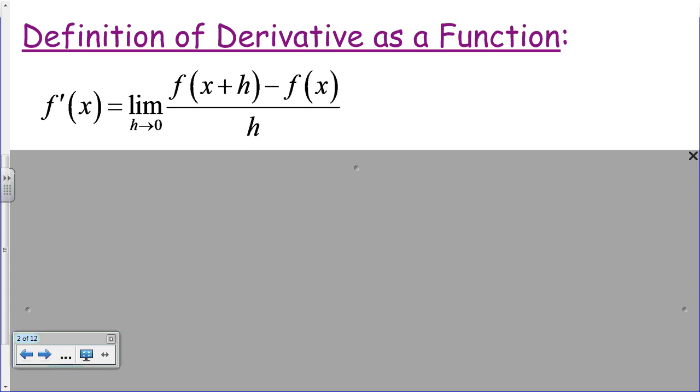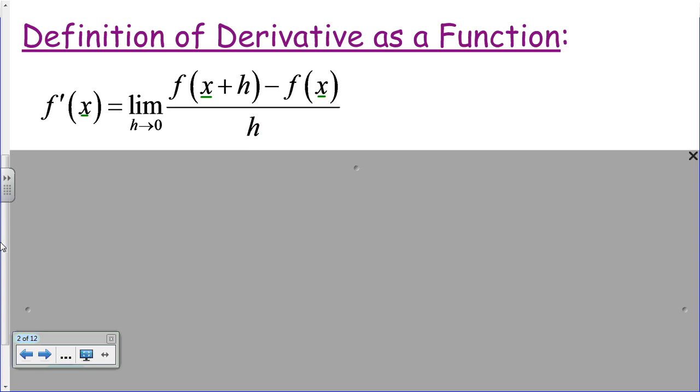And again, you can see that as I let h go to 0, I'm going to end up with x's still in that forward difference quotient. And because I'll still have x's in there, that's what's going to give me this as a function of x. And it gives me an equation now.